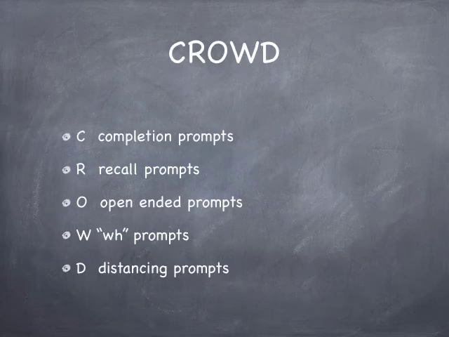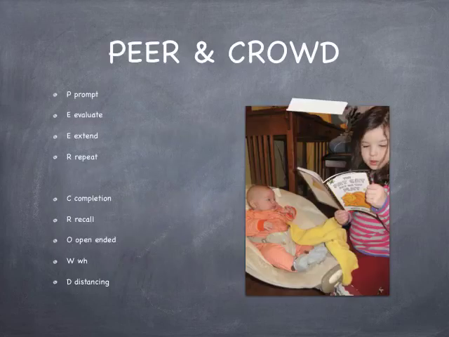WH prompts are those questions we ask to get more information. What, when, where, and how. These allow you to check that your child is understanding what is read and are another great tool to improve vocabulary. Finally, distancing prompts encourage your child to connect the book to real-life experiences. Making meaningful connections can deepen a child's understanding of a book. It also helps build their narrative and conversational skills.